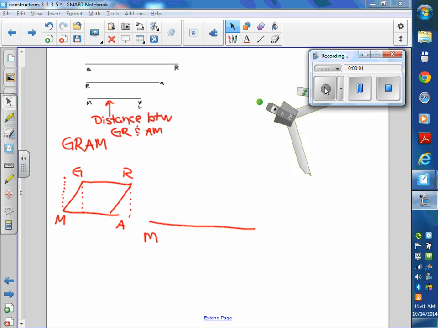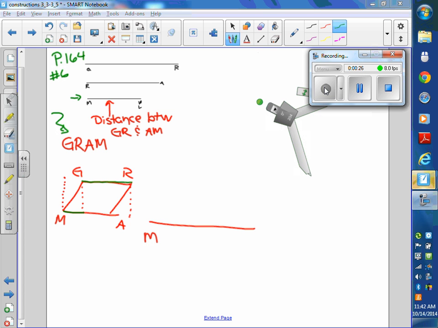Talking about problem 6 on page 164, and the process of sketching it out before you do any construction. So I sketched out what I think it's going to look like, and I'm talking about ML being the distance between the two parallel sides.